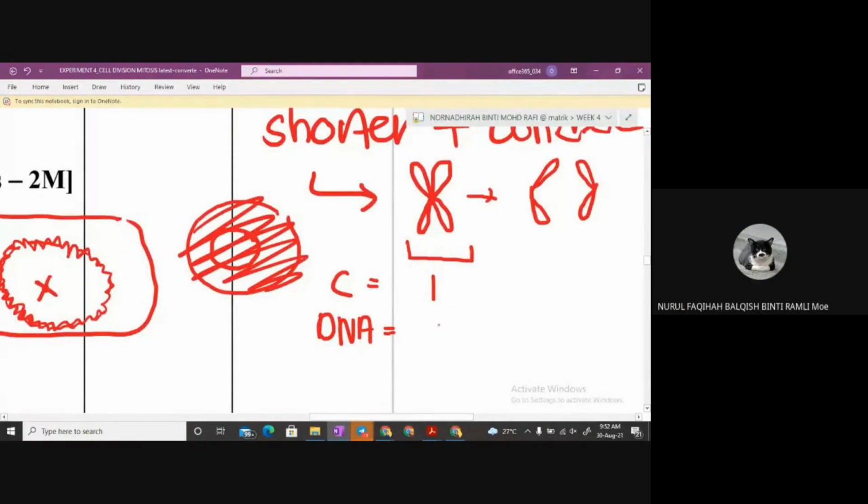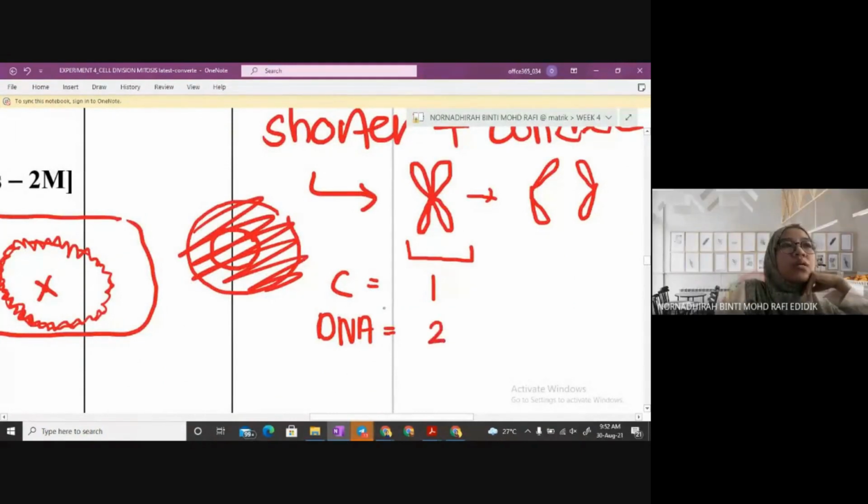2 DNA. One chromosome, 2 DNA. Now, kita tengok dia undergo anaphase. Remember, anaphase is the splitting of centromere. Splitting of centromere. Pegang ayat saya. Splitting of centromere. So now, how many chromosome?